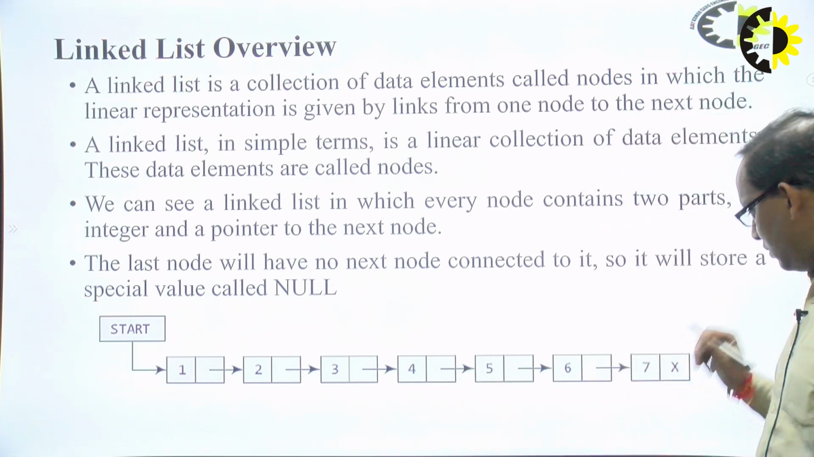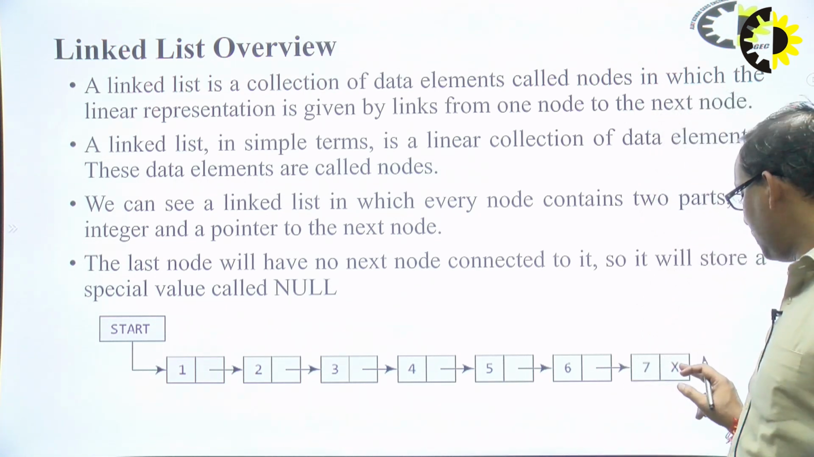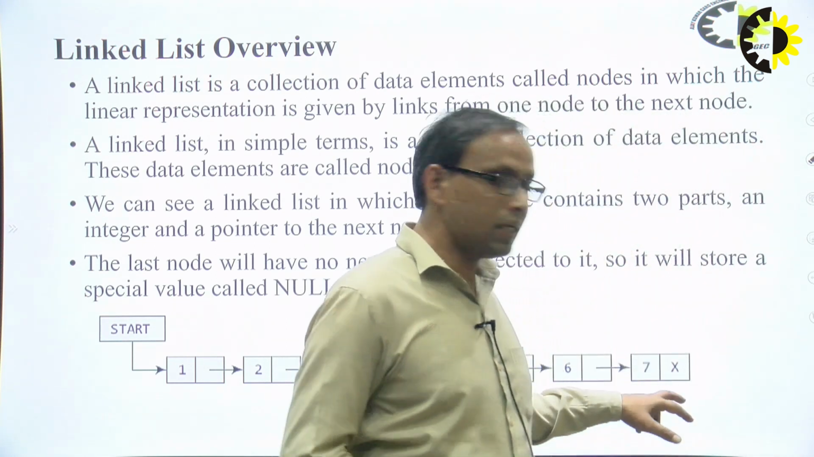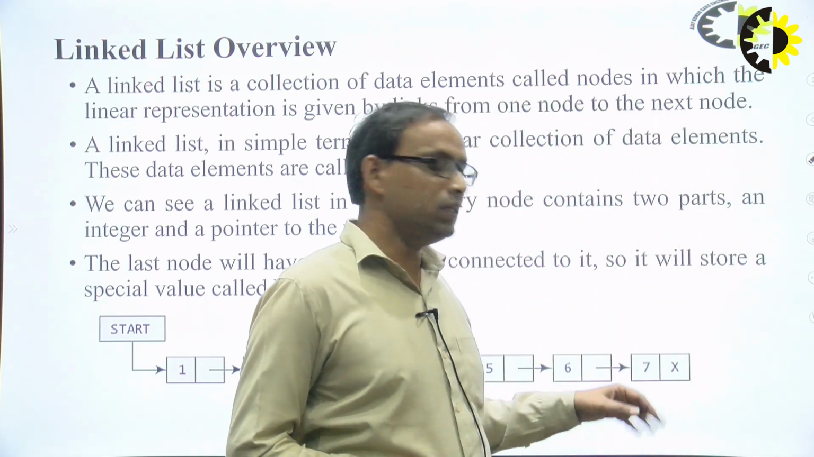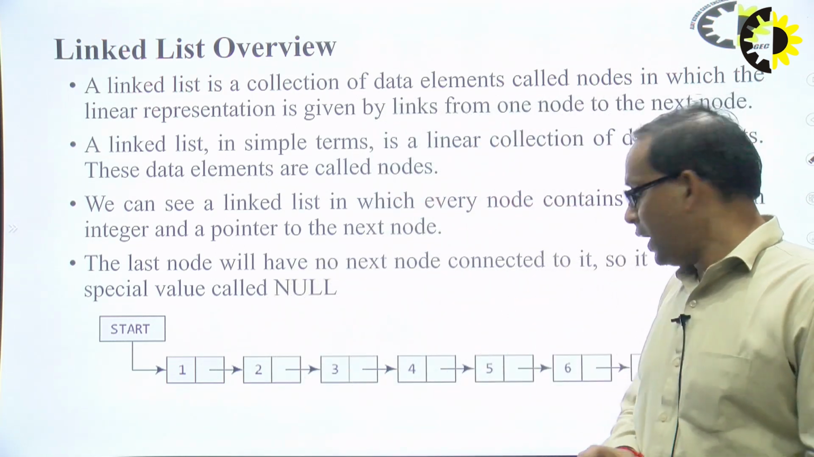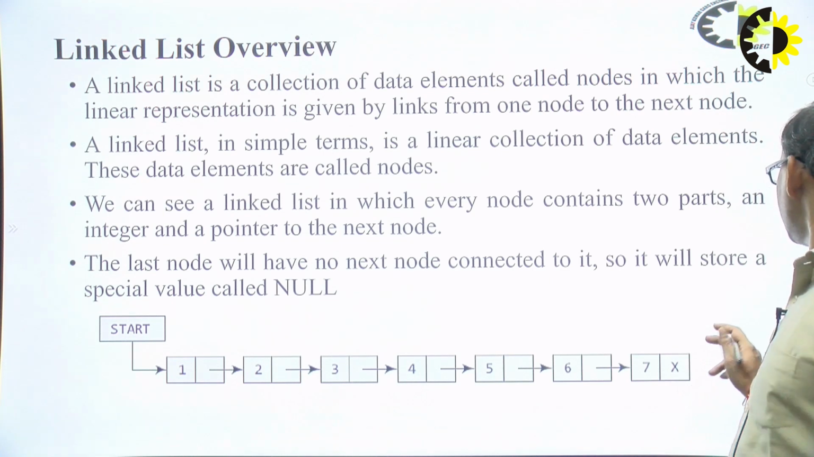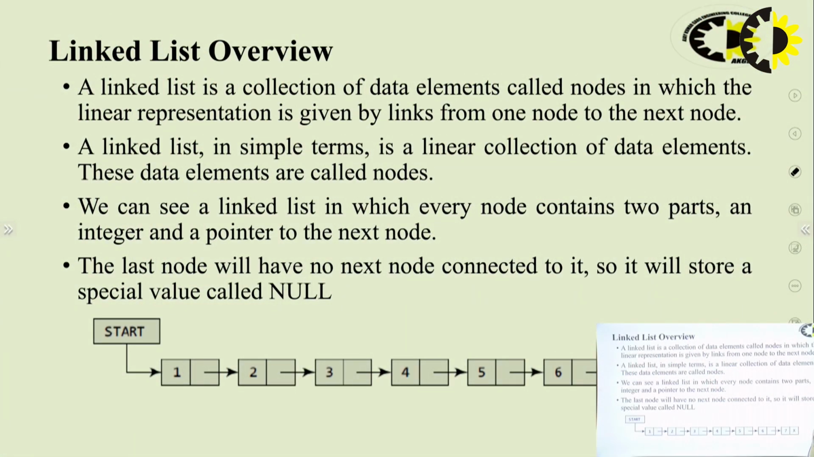Since 7 is the last node of the linked list, in the address field of the last node there will be null. It means here the cross is represented as null. Here it represents that this is the last node of the linked list. After this there is no node. So in the last node, the address field always contains null. Null is basically represented either as a cross, or we can simply write null, or sometimes -1 is also used to represent null. But in the pictorial representation of the linked list, we mostly use the cross symbol instead of null or -1.